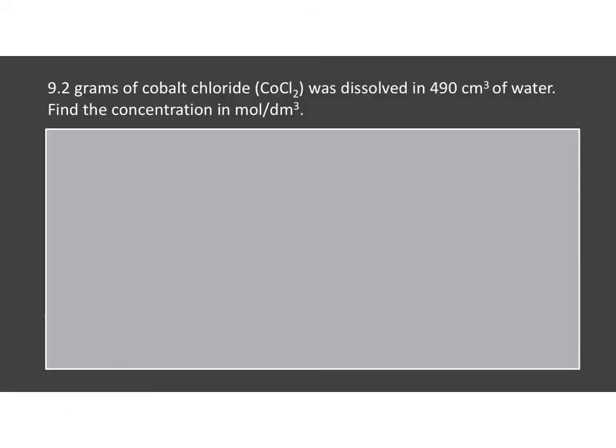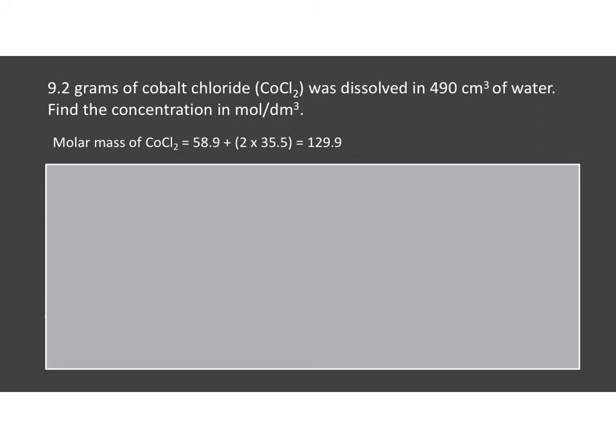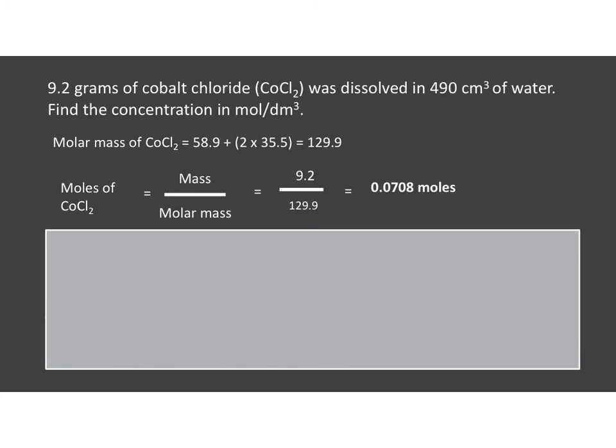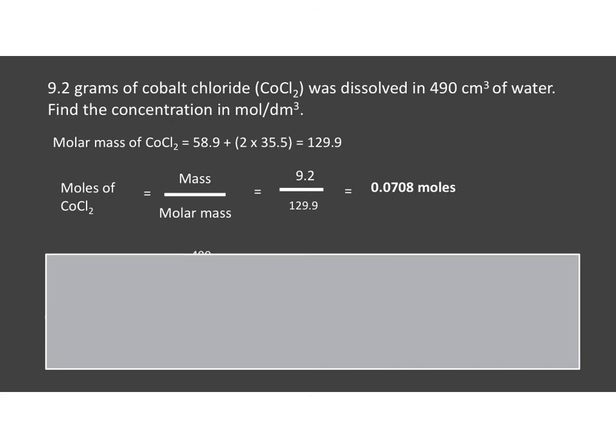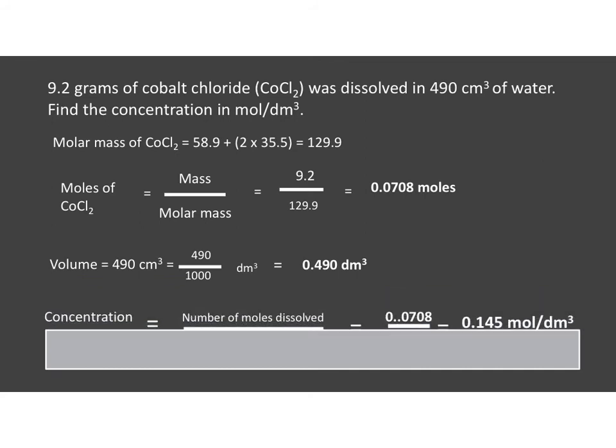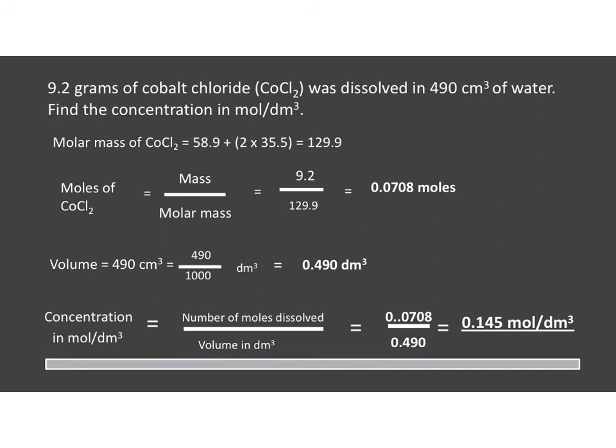So the molar mass of cobalt chloride is 129.9. So we can find our moles of cobalt chloride by mass over molar mass. Once we've got our moles, we can find our volume in decimeters cubed. So we take our 490 and divide it by 1,000, and then we just divide those two, so the moles divided by the volume, and we will find it to be 0.145 moles per decimeter cubed.